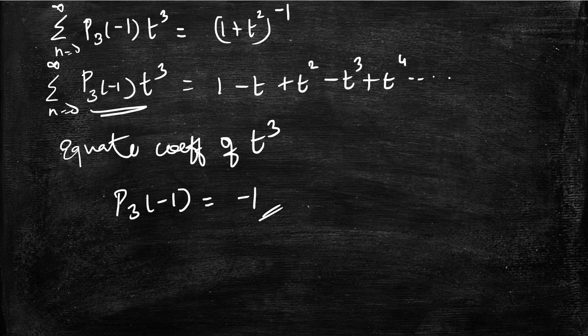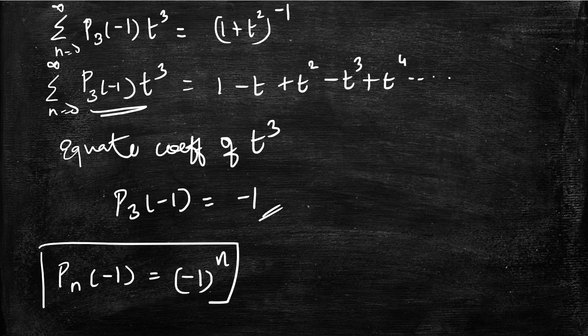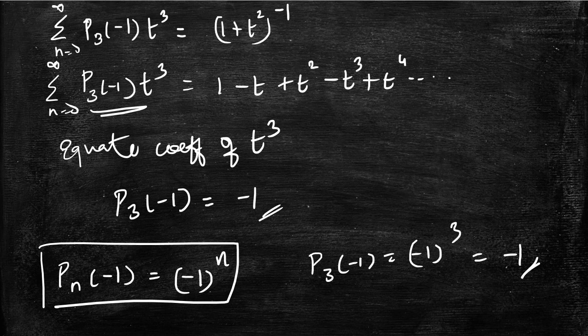But one more thing you can remember from the property is P n of minus 1 will always be equal to minus 1 the whole power n. So here P3 of minus 1 will be equal to minus 1 the whole power 3, which is minus 1. Very easy and simple trick. Just you have to remember this.